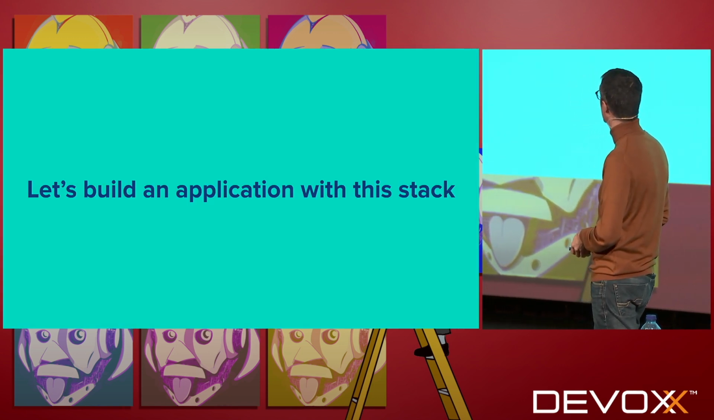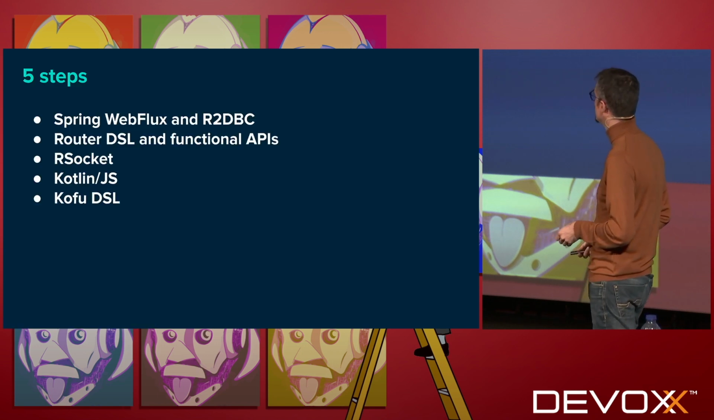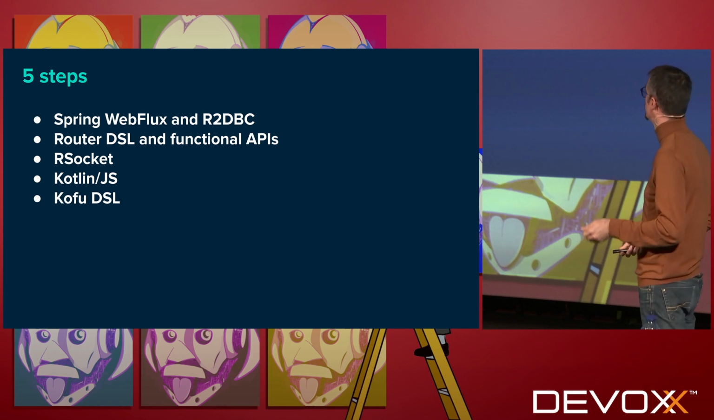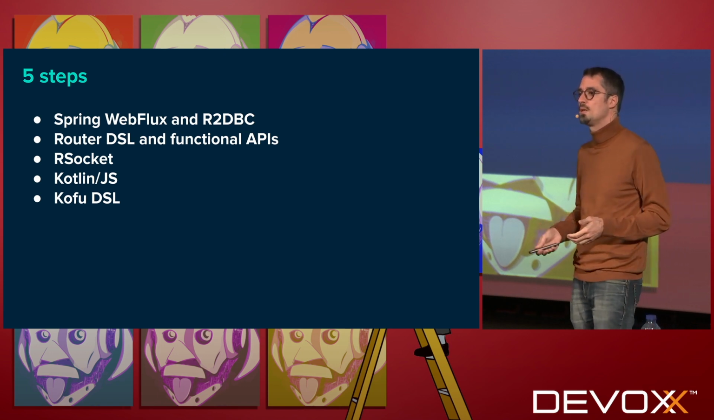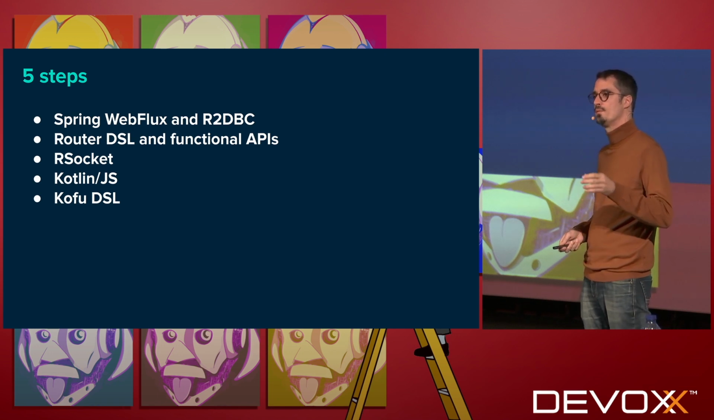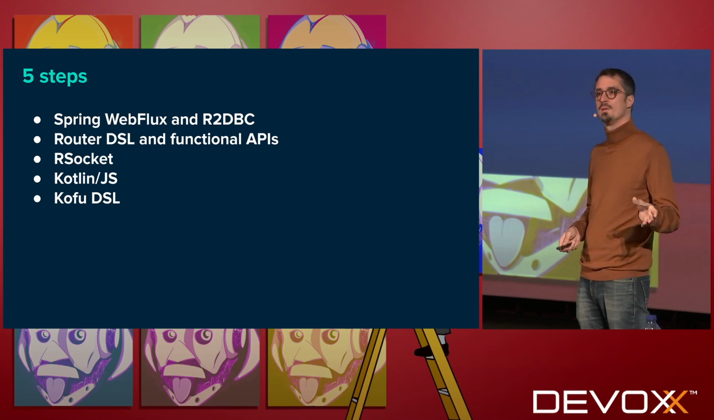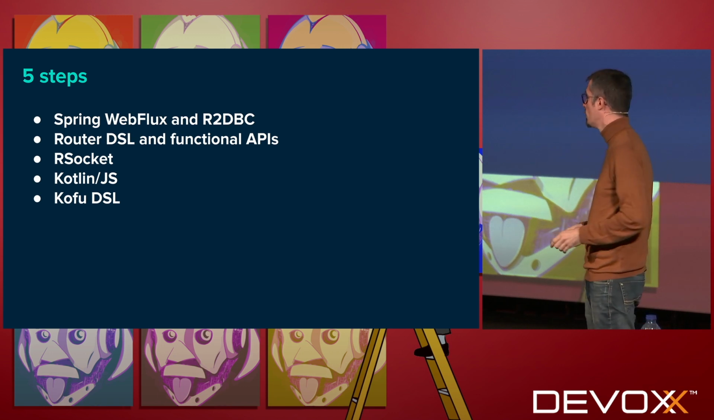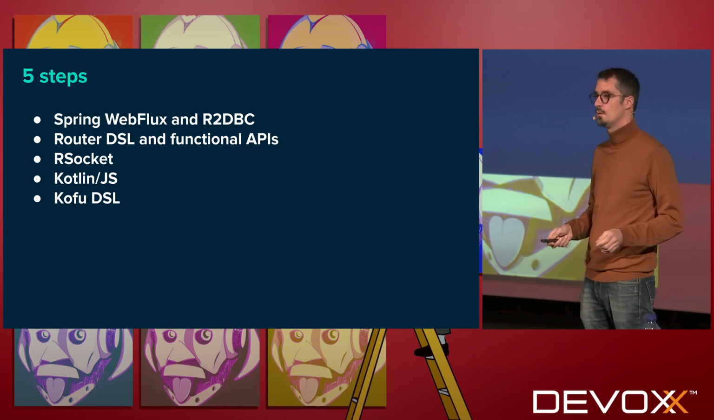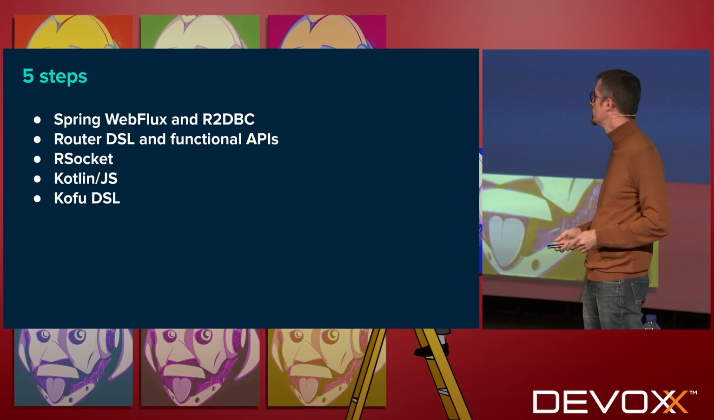Okay, so I think it's time for a break. We are going to see in the second part of the presentation Spring Messenger, which is an application that we will develop in 5 steps. The first step will be creating it with Spring WebFlux and R2DBC, developing basically a REST server, which is using Spring Data R2DBC for the persistence. Second, we will translate the application, which is using @RequestMapping and @Controller, to the functional router. Then we will introduce RSocket, Kotlin JS, and we will finally use the Kofu DSL to configure the application.